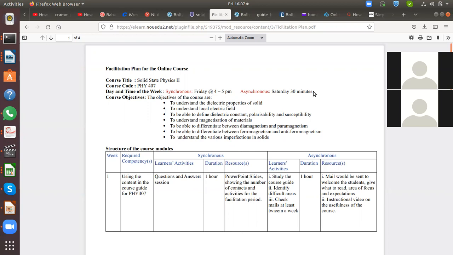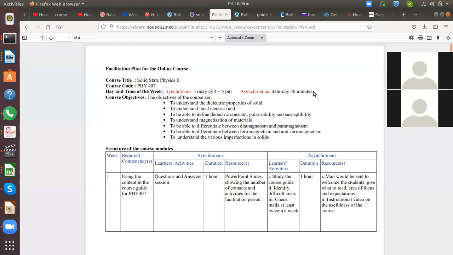If you look at the objective, this is the work plan. I have said that you are going to look at the dielectric properties of solids, then the local electric field. We define dielectric constant, polarizability, and susceptibility. We try to understand what magnetization is and what the magnetic properties of some of the materials around us are, and the different types of magnetic materials that we have.